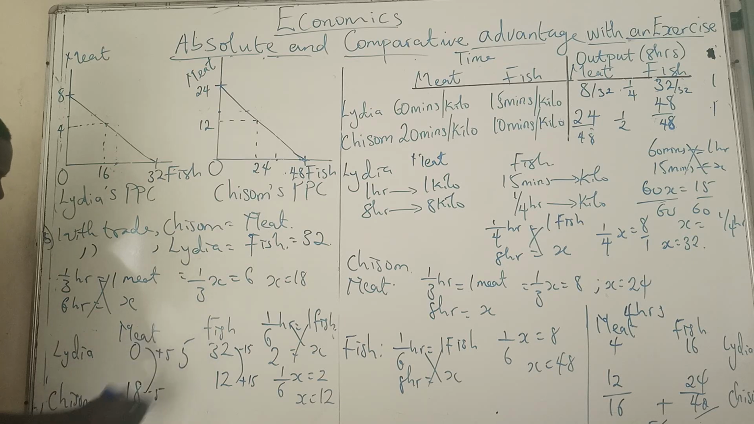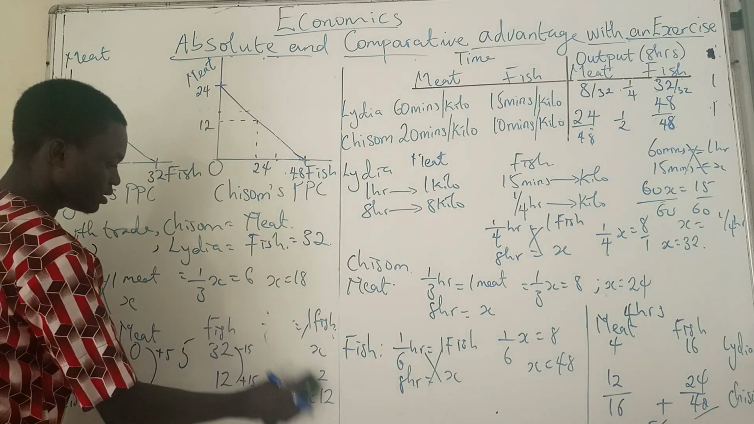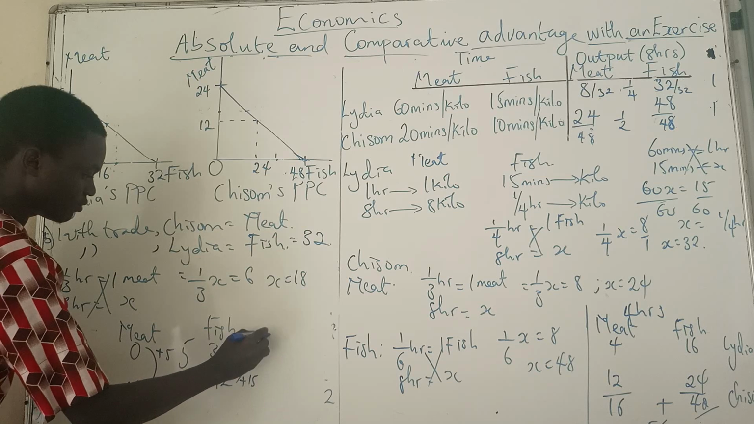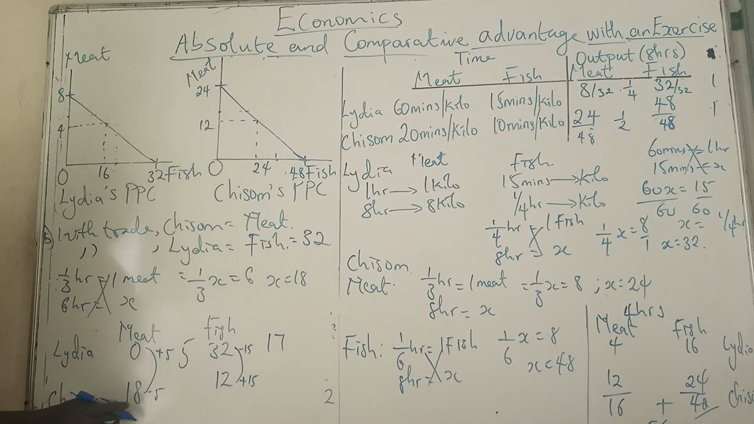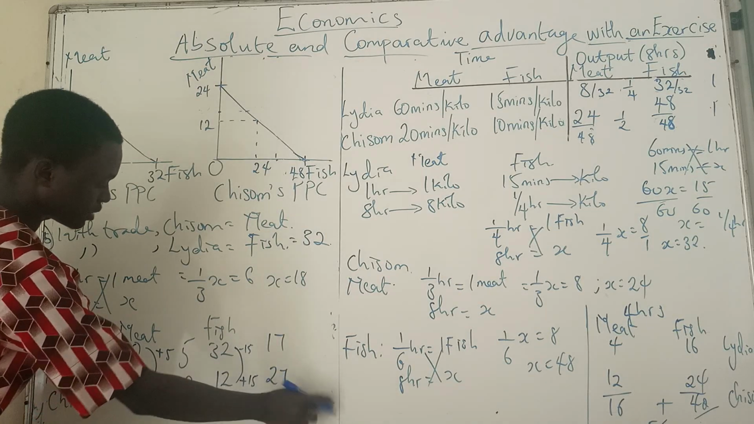Let me write it in a big way. 5. I don't think we will need this again. So this is going to be 5, then this is 17. This is going to be 18 minus 5 is 13, and then 12 plus 15 is 27.